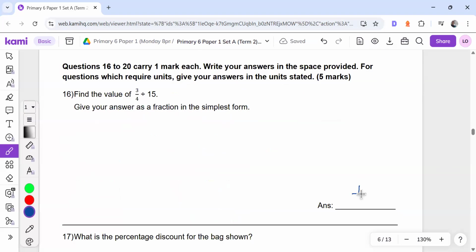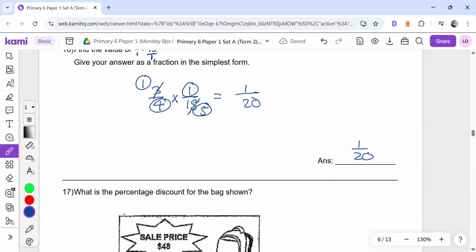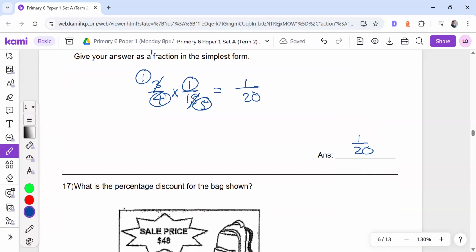1 over 20. So how to divide fractions? Keep, change. And the 15, the whole number, must be changed to a fraction first before you flip. Then after that, cancel, divide by 3. Then when you cannot cancel anymore, you multiply. So 1 times 1 is 1, and then 4 times 5 is 20. That's your answer.